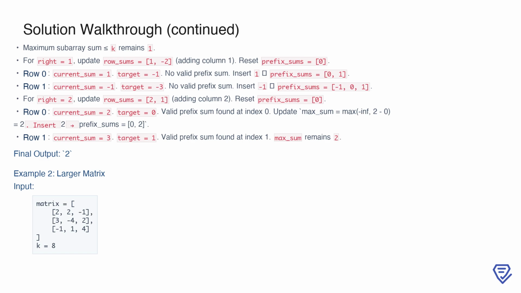For row 1, current_sum equals 3 and target equals 1. A valid prefix sum is found at index 1, but the max_sum remains 2 since 2 - 1 equals 1, which is smaller than the current max_sum. Thus, the final output for this example is 2.